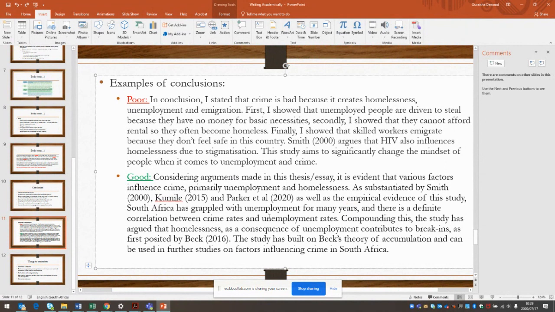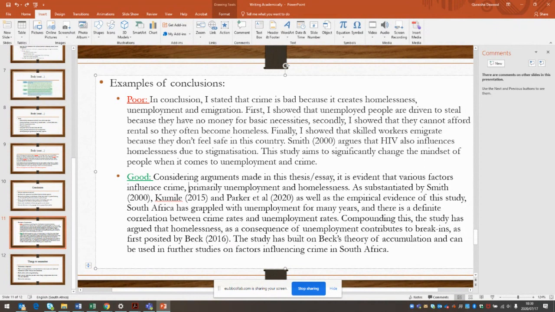South Africa has grappled with unemployment for many years. Okay, I've written this because it mirrors that you've looked at research from 2000 to 2020. Okay, and there's a definite correlation between crime rates and unemployment rates. Compounding this, adding to this, the study has argued that homelessness as a consequence of unemployment contributes to break-ins as first posited by Beck. Okay, Beck is a theorist that I just imagined.